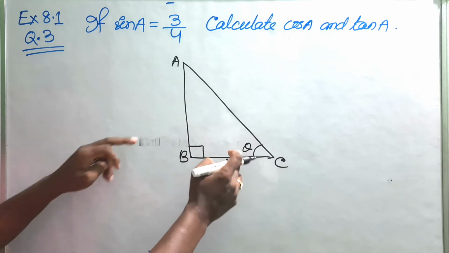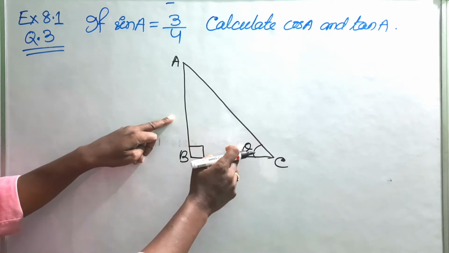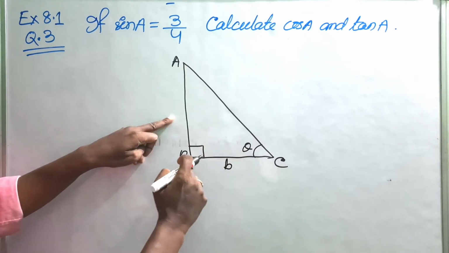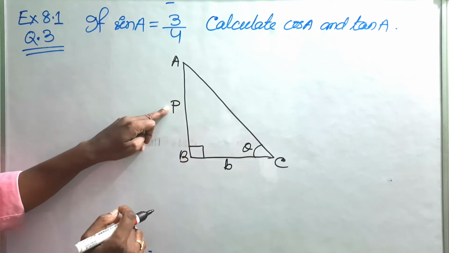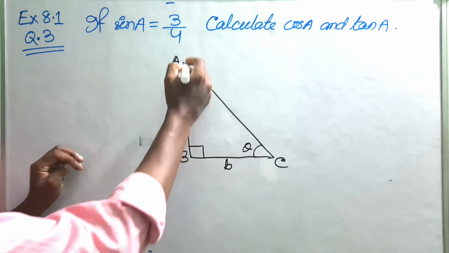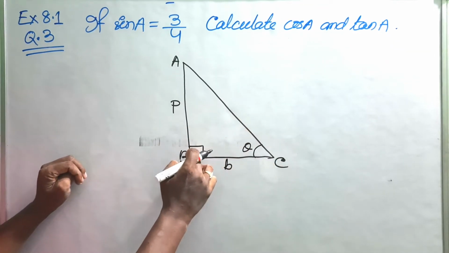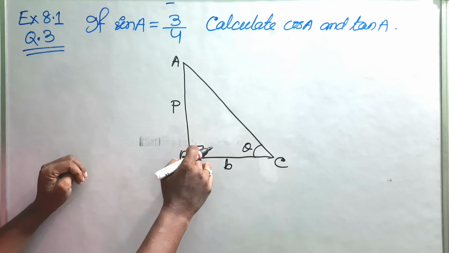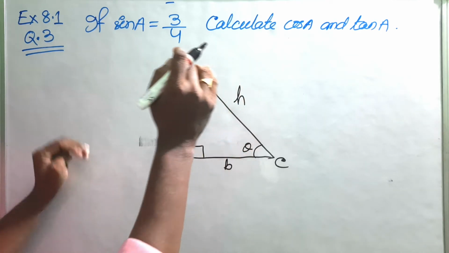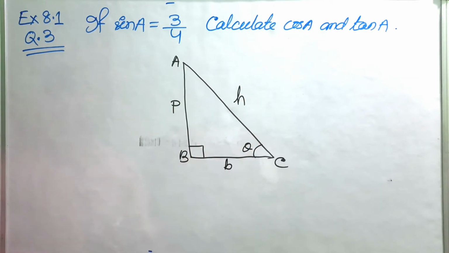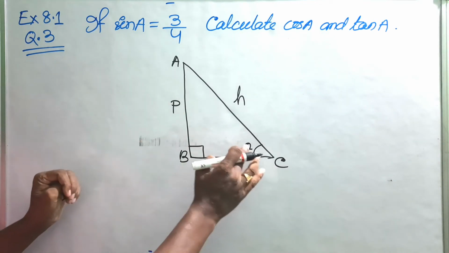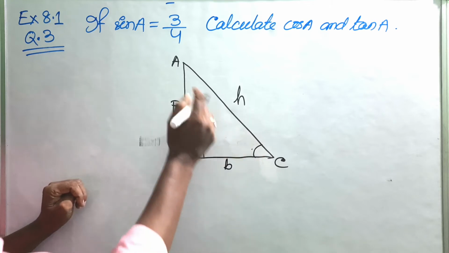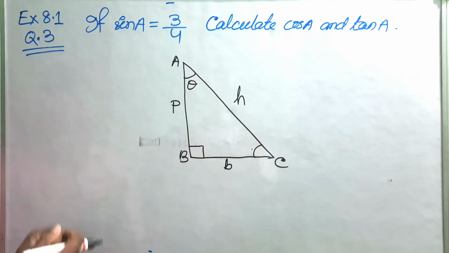Okay. Now the side opposite to this angle which is normal to this base is called the perpendicular and it is denoted as P. Now the longest side which is just opposite to the right angle is the hypotenuse and it is denoted as H.